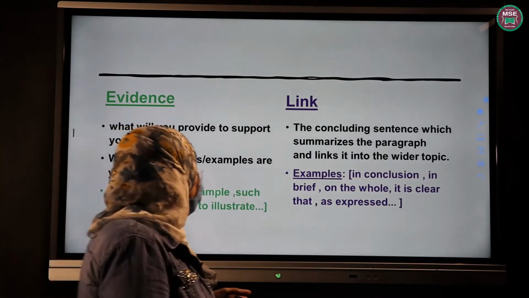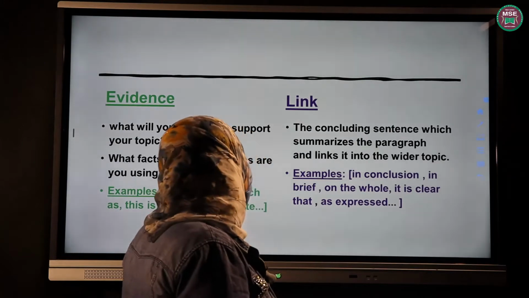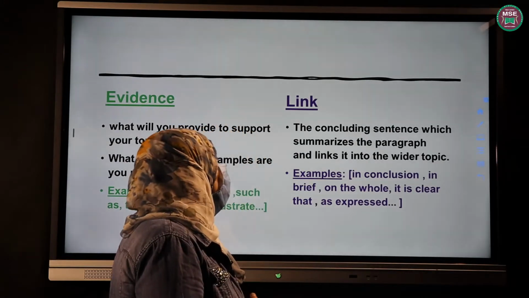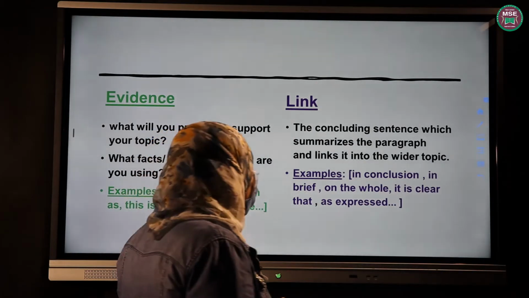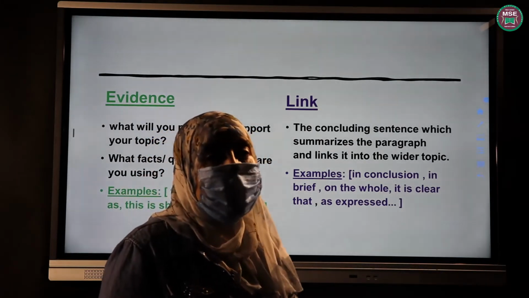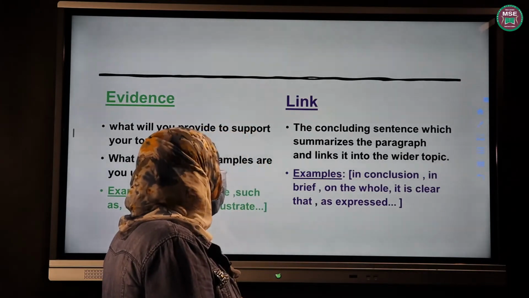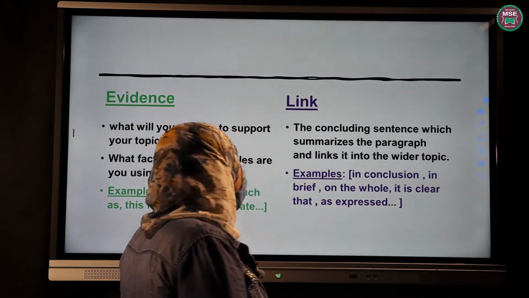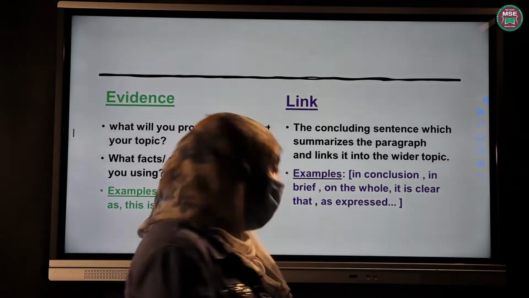The last point is L, or link, the conclusion, or the concluding sentence, which summarizes the paragraph and links it into the wider topic. And again, I can use some words to help me to summarize my paragraph. Like what? Like in conclusion, in brief, on the whole, it is clear that, as expressed, and so on.